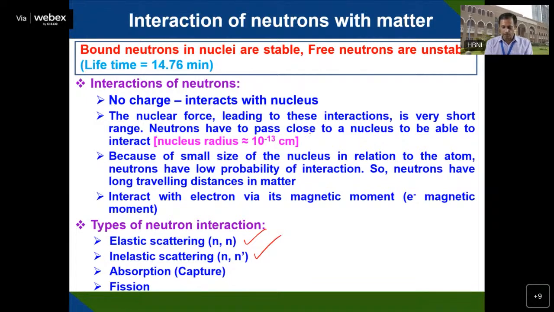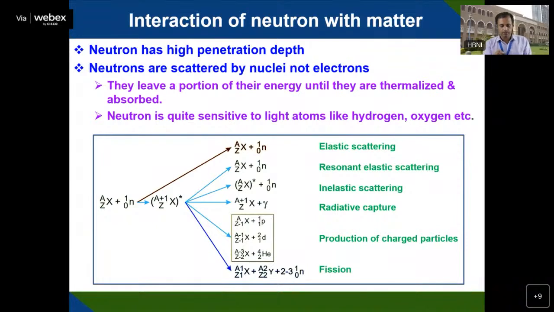Since the neutron has no charge, it interacts with matter and has a high penetration depth. It can pass close to the nucleus, and the nucleus radius is very small. Because of the smaller size of the nucleus in relation to the atom, the neutron has a very low probability of interaction, and it can travel quite a long distance. It can interact with electrons both magnetically as well as through normal interaction.